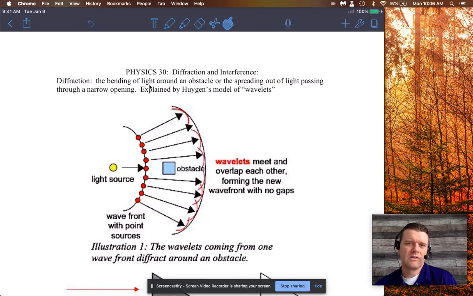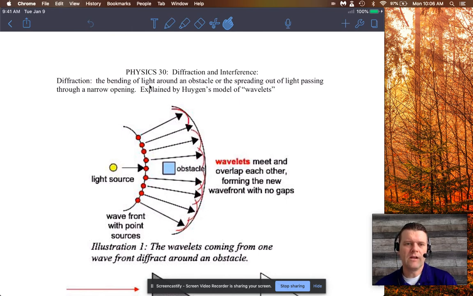And as noted here, diffraction is the bending of light around an obstacle or the spreading out of light as it passes through a narrow opening. Some of those other earlier videos, I think, do a great job of explaining that. This here is a model by a man named Huygens.